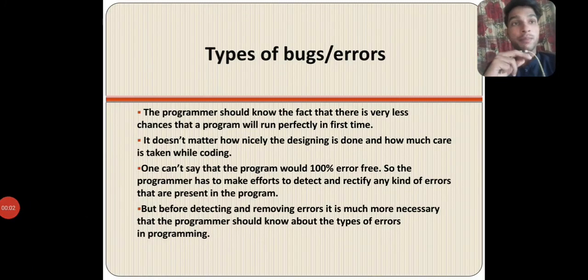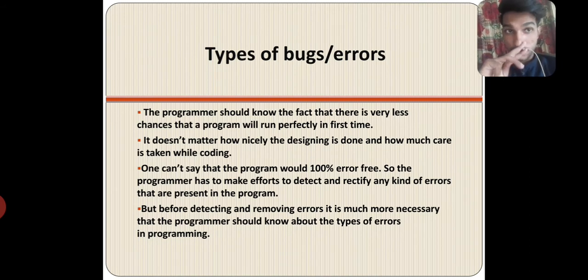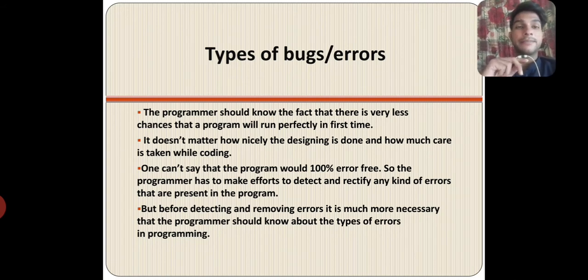So this is the third topic of my presentation, that is types of bugs and errors. The programmer should know the fact that there is very little chance that a program will run perfectly the first time, and it doesn't matter how nicely the design is done and how much care is taken while coding. One can't say that the program would be 100% error free. So the programmer has to make efforts to detect and rectify any kind of errors present in the program. But before detecting and removing errors, it is necessary that the programmer should know about the types of errors in programming.